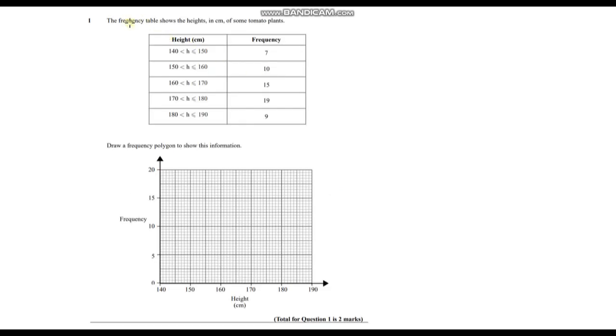So question 1, the frequency table shows the heights in centimetres of some tomato plants. So it looks like there were 7 tomato plants that were between 140 and 150 centimetres, and so on and so forth. Draw a frequency polygon to show this information.